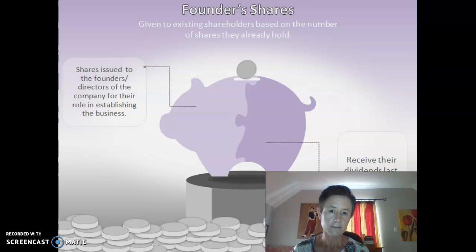In terms of dividends, they are the last to receive dividends. So those are the 4 types of shares that we get. Remember, ordinary, they get voting rights and their dividends change depending on the profits. Preference shares, no voting rights, and they get a fixed dividend and they're paid first. Bonus shares, they're given as a gift, but you can only get your dividends later.